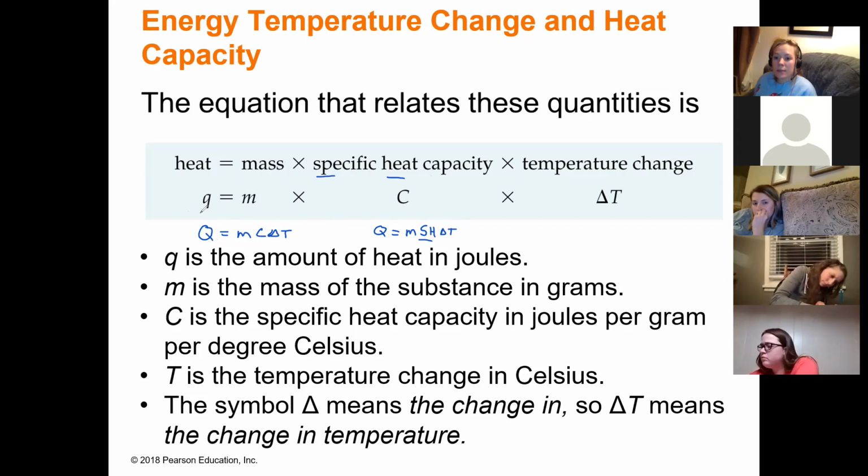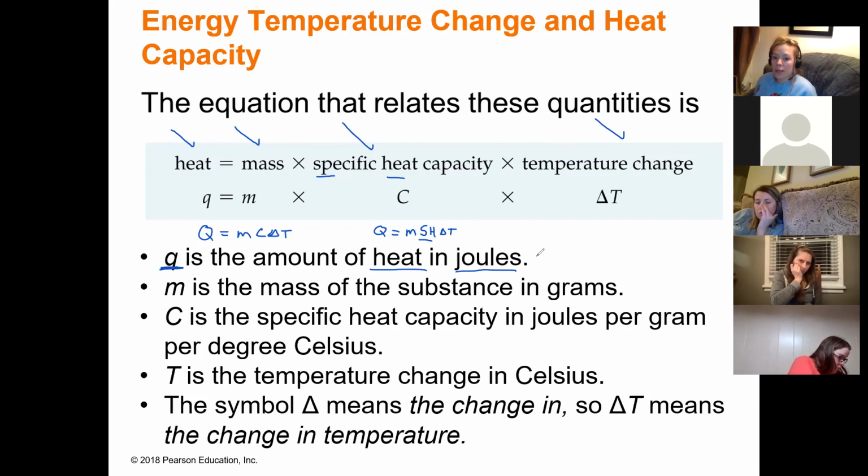So what do each of these things mean? Well, we've got an equation here and we have 4 variables. 1, 2, 3, 4. So in a specific heat capacity problem, I would give you 3 of the 4 variables, and you would have to solve for the 4th. I could give you all of these and you solve for heat. I could give you this and this and this, and you have to solve for the temperature change, whatever. Q is going to be the amount of heat in joules. So when we hear energy, heat, a joule value, that's going to be Q. That's the amount of energy flowing in or out of the system.